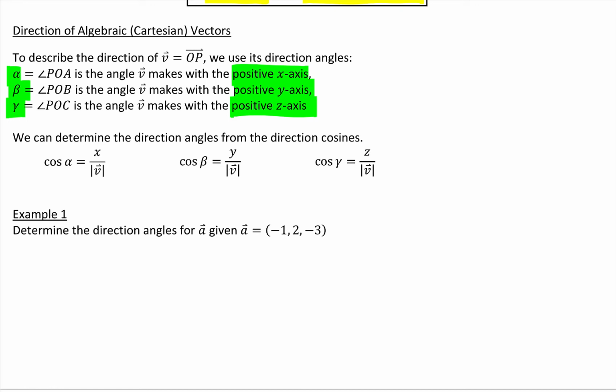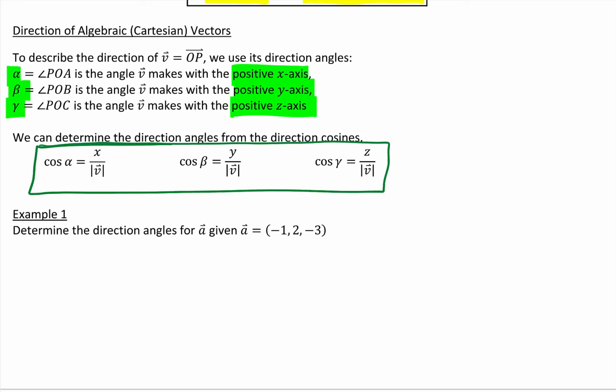To find these angles, all we need to use is our cosine ratio. So we see that the cosine of alpha is x over the magnitude of the vector. Cosine beta is y over the magnitude of the vector. And cosine gamma is z over the magnitude of the vector.